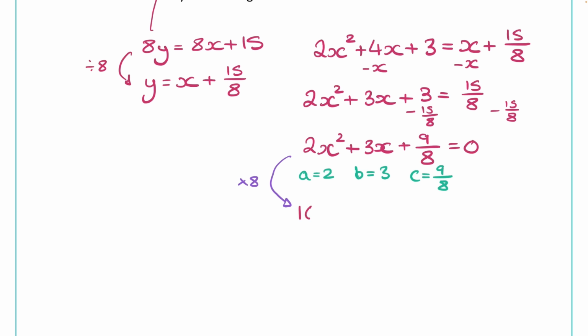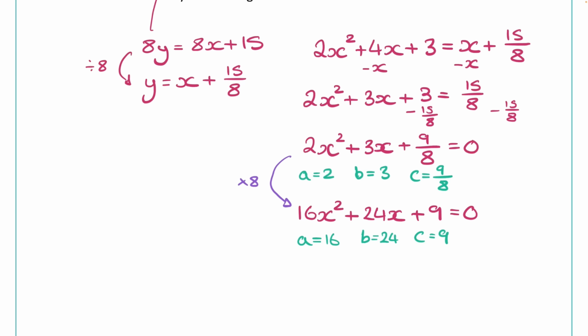Doesn't really matter, but I'll get 16x squared plus 24x plus 9 equals 0. Remember, I can do that because it doesn't matter if I times 0 by 8, it's still 0. But now I do get nice values for a, b and c. So I get a is 16, b is 24, and c equals 9.